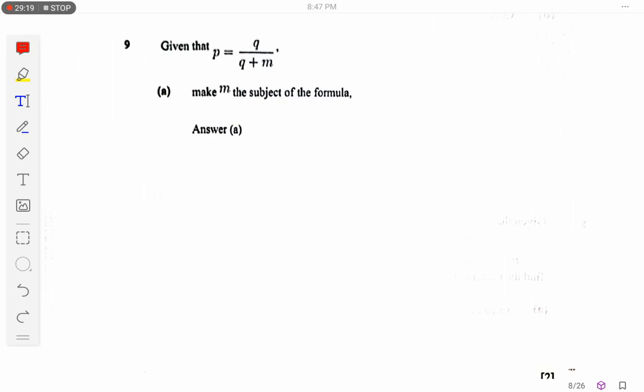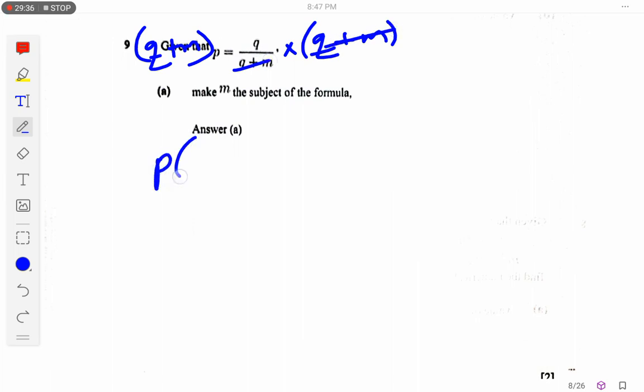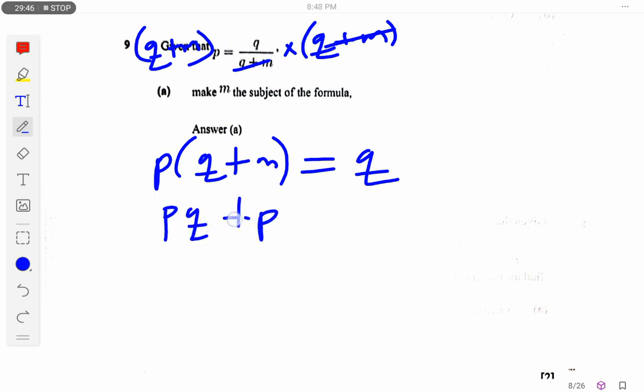This one, I'm going to cross multiply with q plus m so that I remove the denominator here. So I'm going to multiply here by q plus m and also this side by q plus m, such that this side they cancel off each other, and I'll have p multiplying q plus m on this side is equal to a q like that. So I have pq plus pm is equal to a q like that.